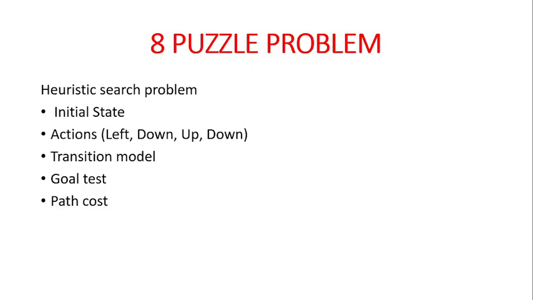Path cost is nothing but the way we are approaching the path, the way we are achieving the final goal, how we are reaching the final goal. So that is the path cost. These are the 5 important steps to remember for any kind of heuristic search problem. Now let us see how to solve this 8 puzzle problem.